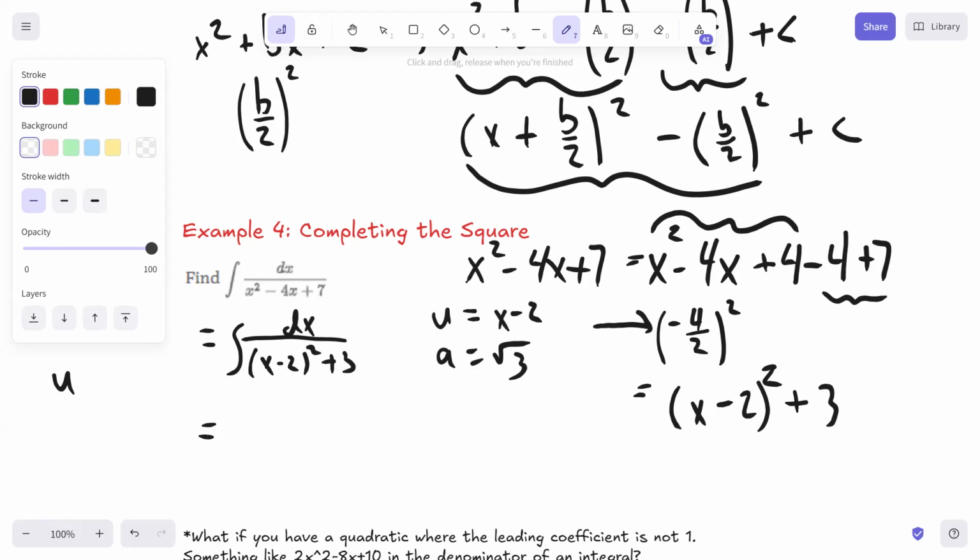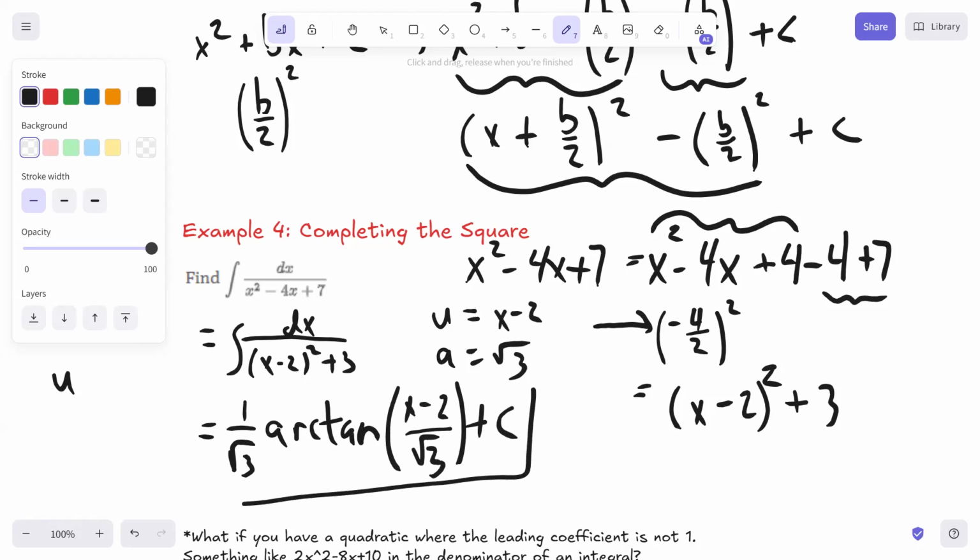So the antiderivative for inverse tangent is 1 over a, so 1 over square root 3, arctan u over a, so x minus 2 over root 3, plus c. All right.